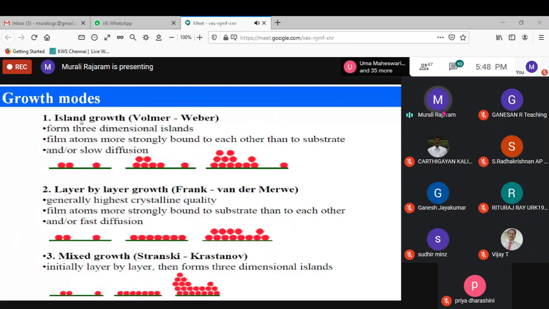And mixed growth is also possible, which is called Stranski-Krastanov growth, where initially it will grow layer by layer and then form islands. So these are the three types of growth methods by which atoms grow on a single crystalline substrate.